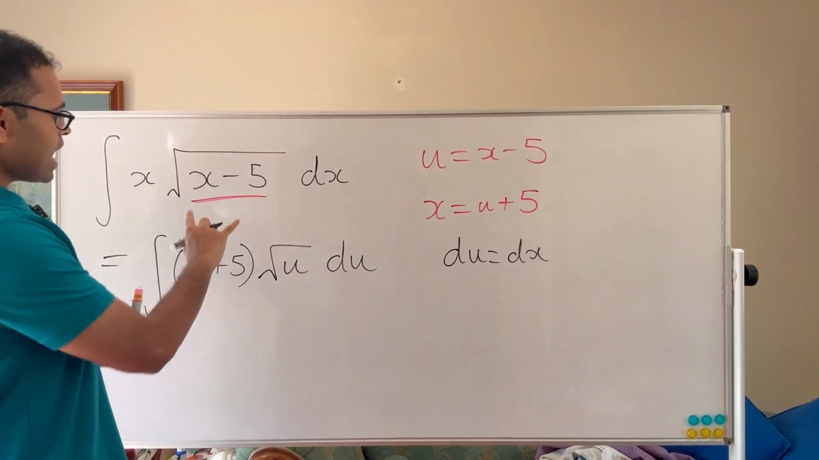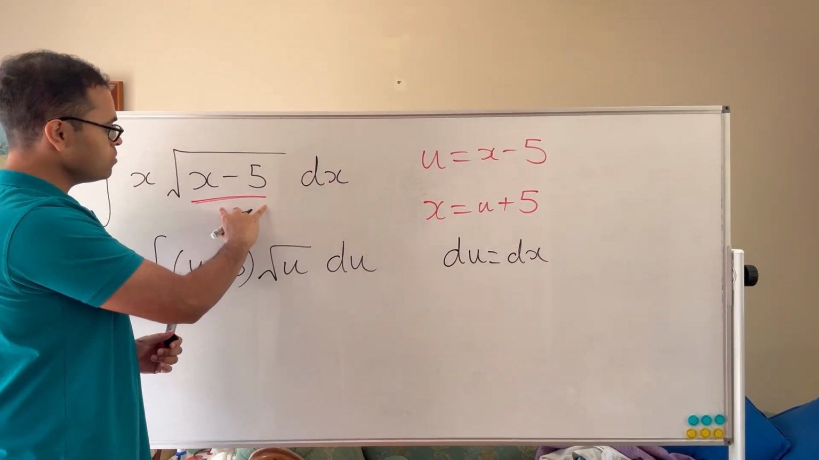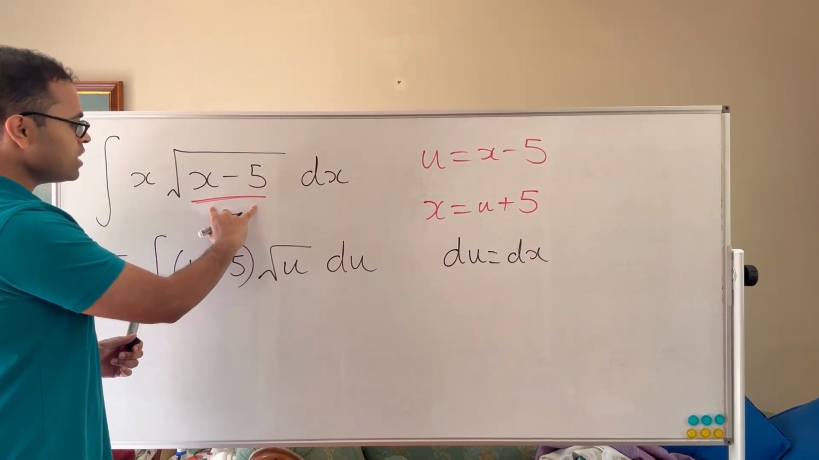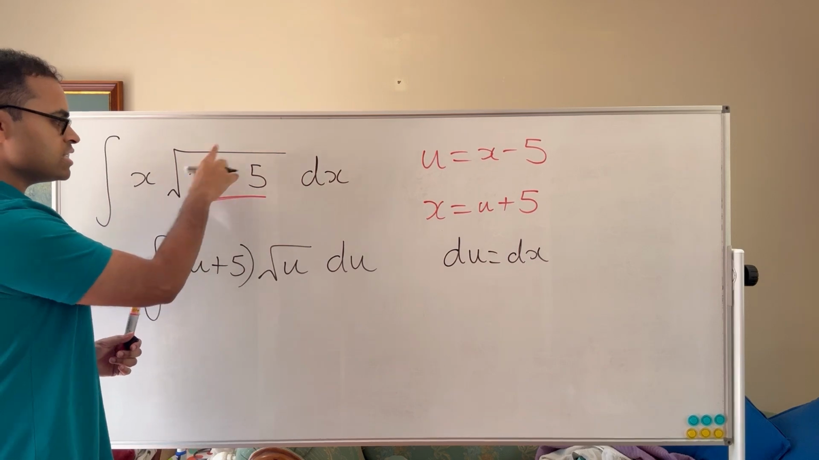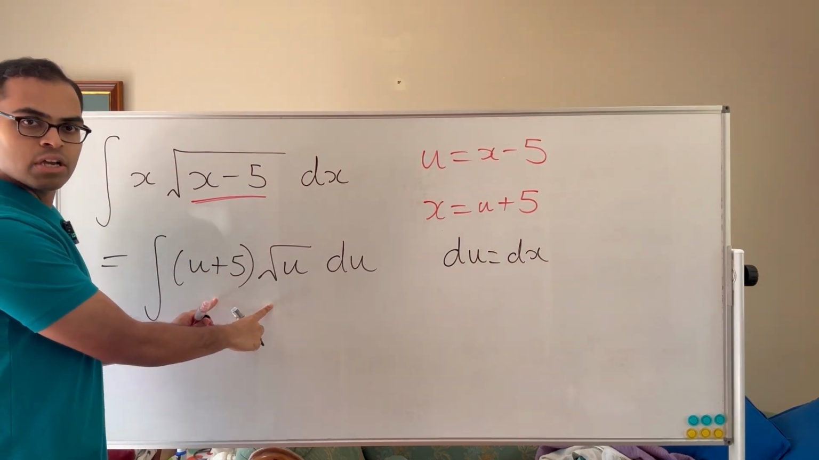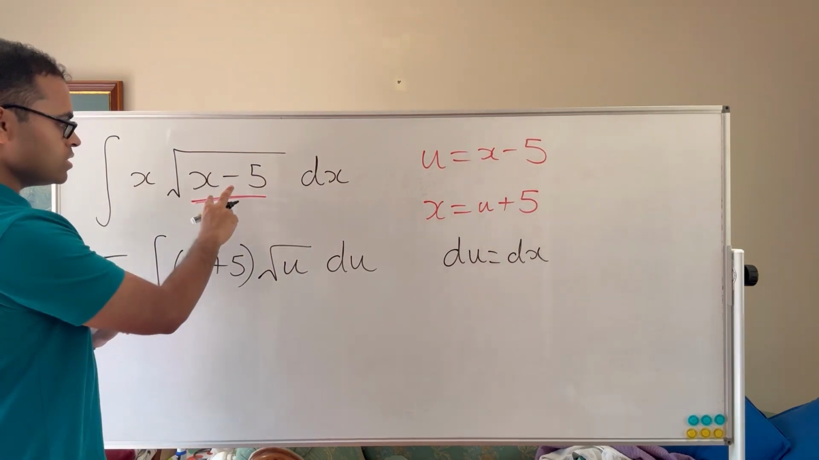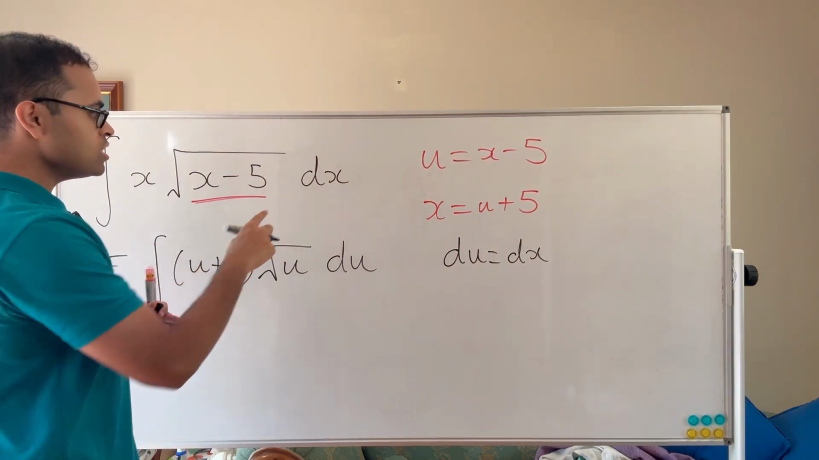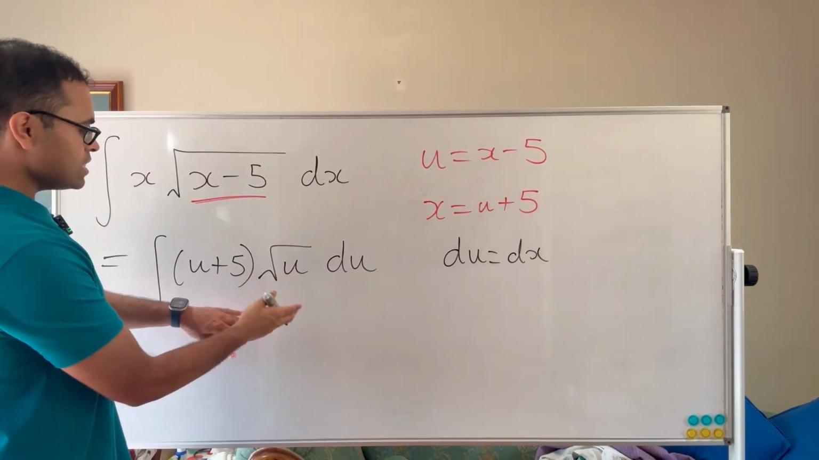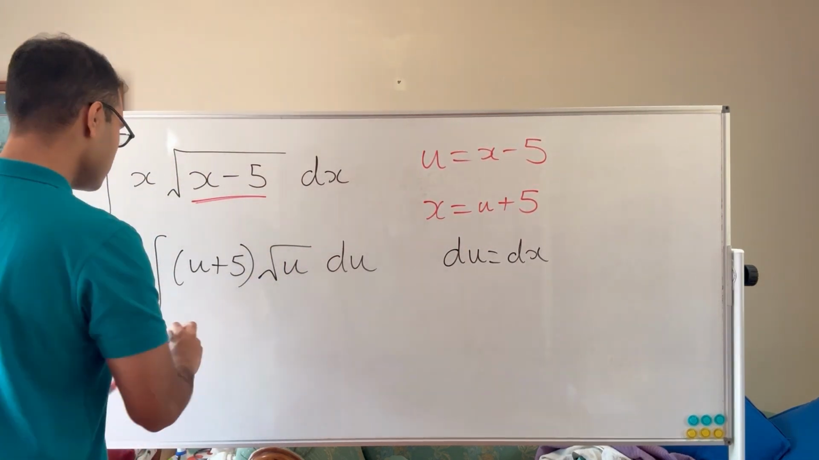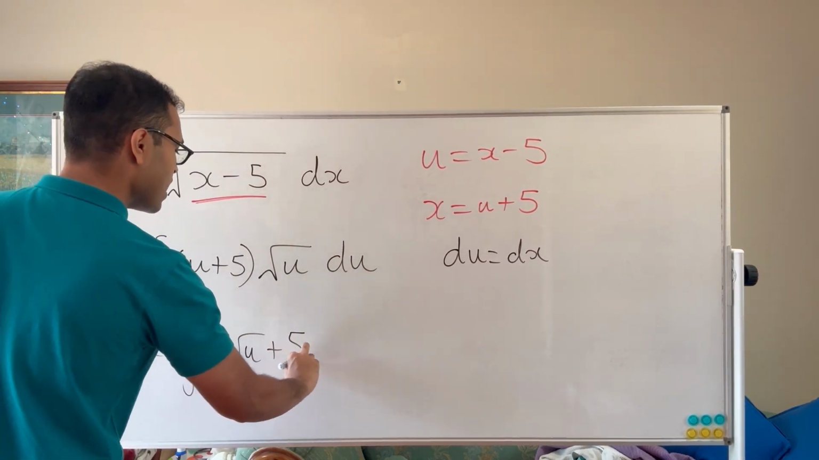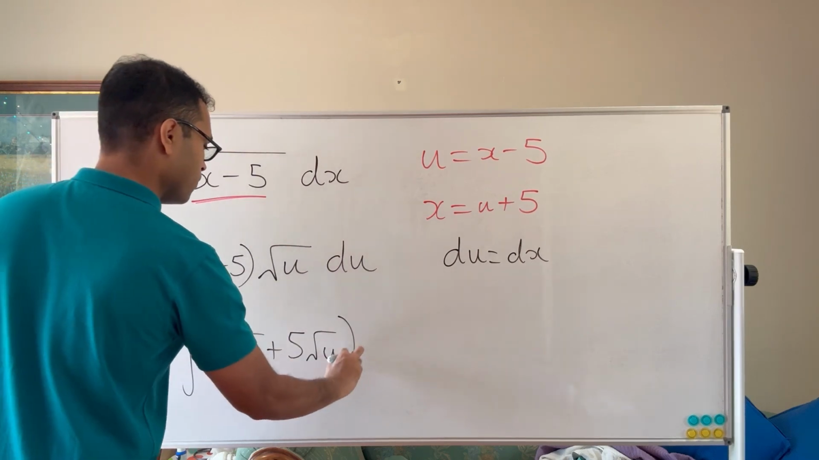Now, the point here is that we couldn't distribute this inside the square root. We couldn't write this as square root x minus square root 5. But if the x minus 5 was out front and this was just a single x, then we can distribute it like we can do here. So the main thing to think about in integration is that doing this substitution did not do anything in terms of du, which is still the same as dx, but what it did is simplify the algebra. So now we can write this as the integral of u times the square root of u plus 5 times the square root of u du.